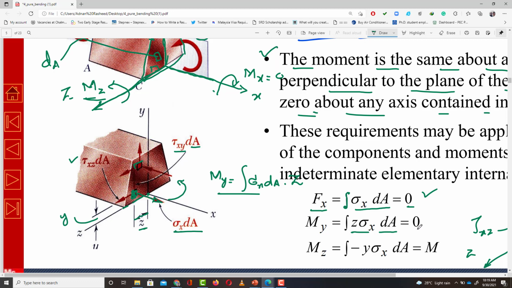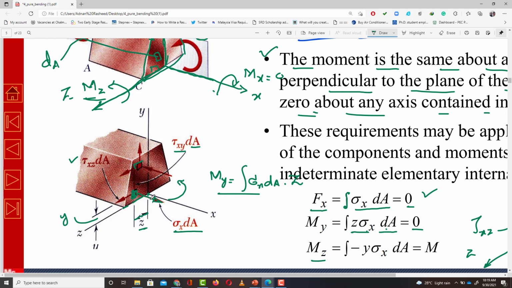But according to the above-mentioned rule, the moment about an axis contained in the plane is equal to 0. So this My is equal to the integral of sigma x into dA into the perpendicular distance z, and their product must be equal to 0. Clear? Now the second is the moment about z. We want to find the moment about z.